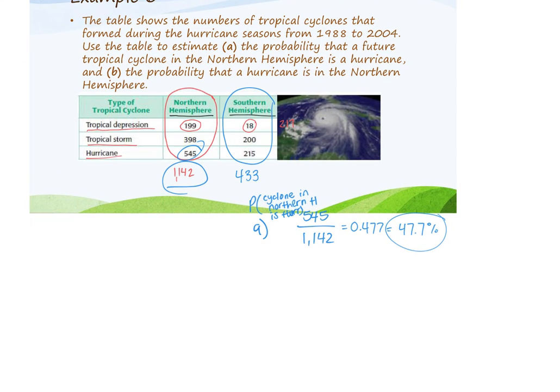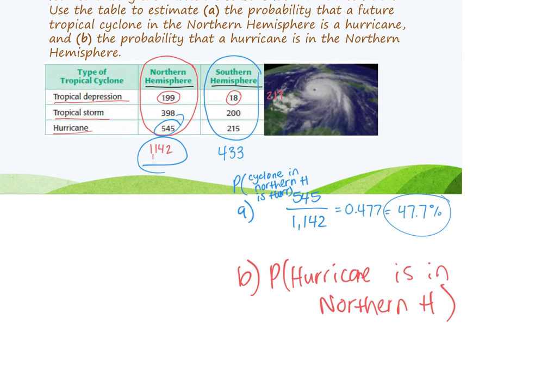Okay, B is asking the probability that a hurricane is in the northern hemisphere. This one's a little bit different. Okay? So remember, the probability that a hurricane is in the northern hemisphere, we have to find the total number of what? Hurricanes. Very good. What is the total number of hurricanes, guys?